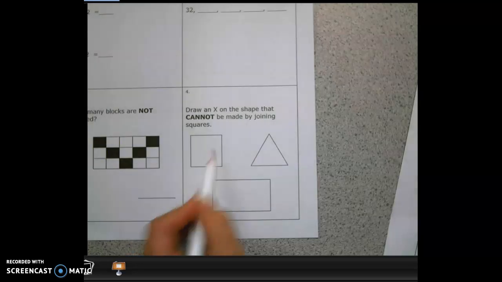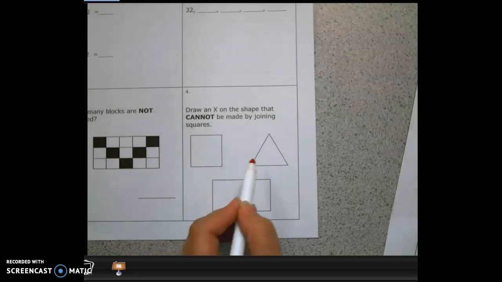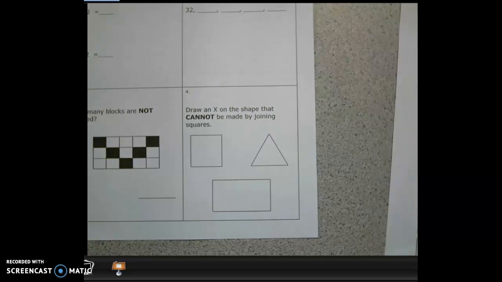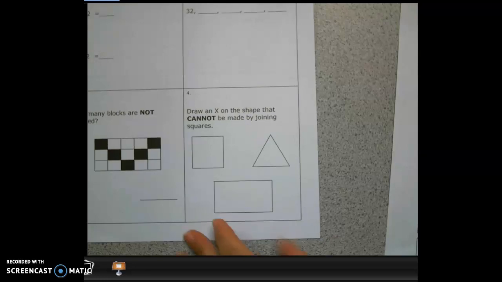So could I use squares to make this shape? Could I use squares to make this shape? Could I use squares to make this shape? Figure out which one cannot be joined using squares, and that's the one you're going to put the X. If you need to draw little squares, I would recommend it.